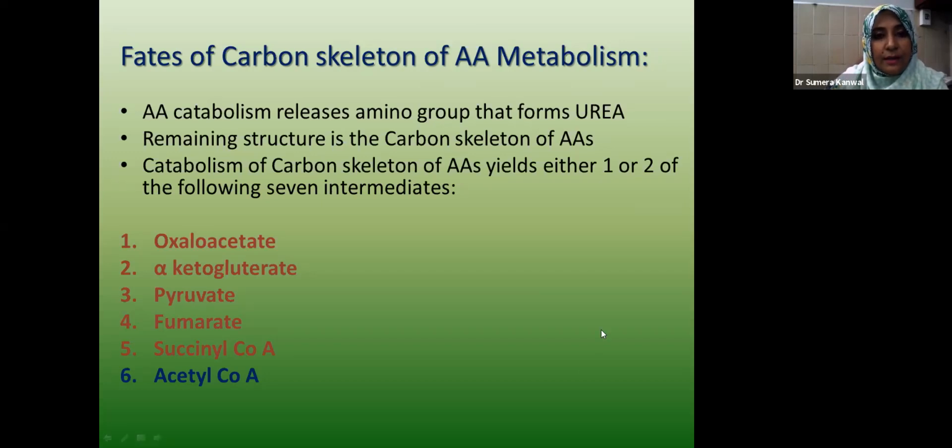And the last one, the 7th intermediate, which can be obtained from the catabolism of amino acids, is acetoacetate, a 4-carbon compound that contains a ketone group. Out of these 7, the last 2, acetyl-CoA and acetoacetate, are associated with fatty acid metabolism. They contain a ketone group, so they are called ketone bodies.